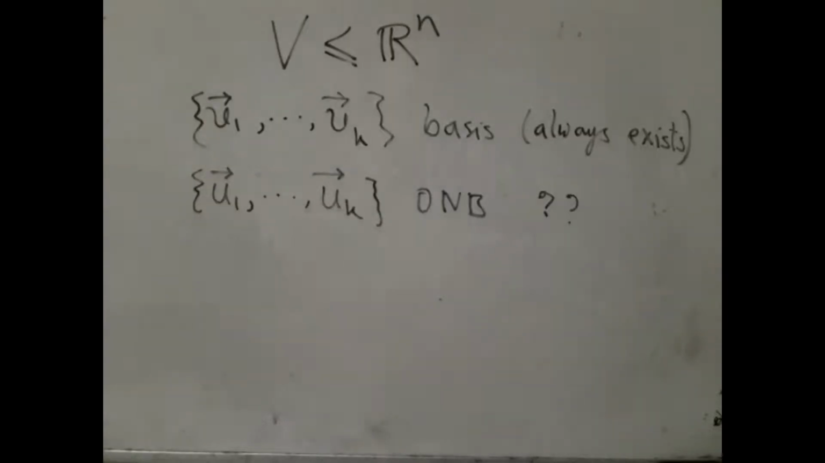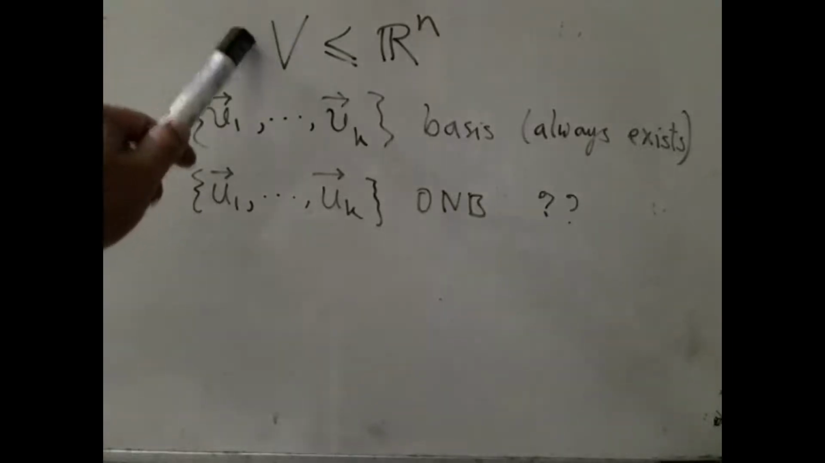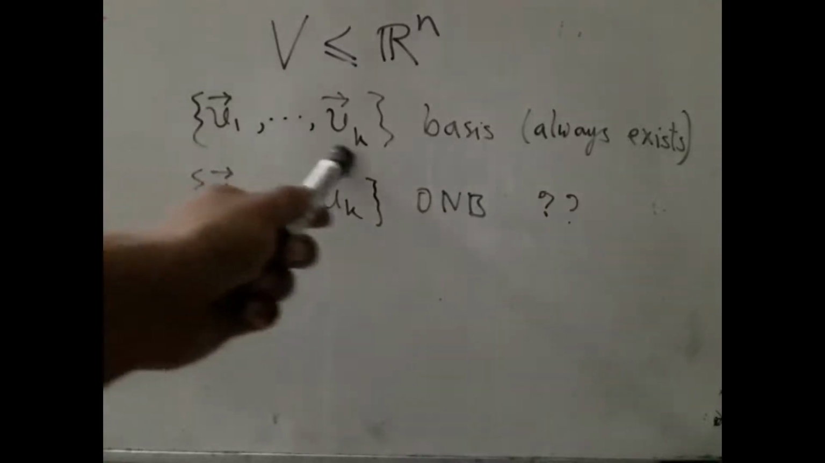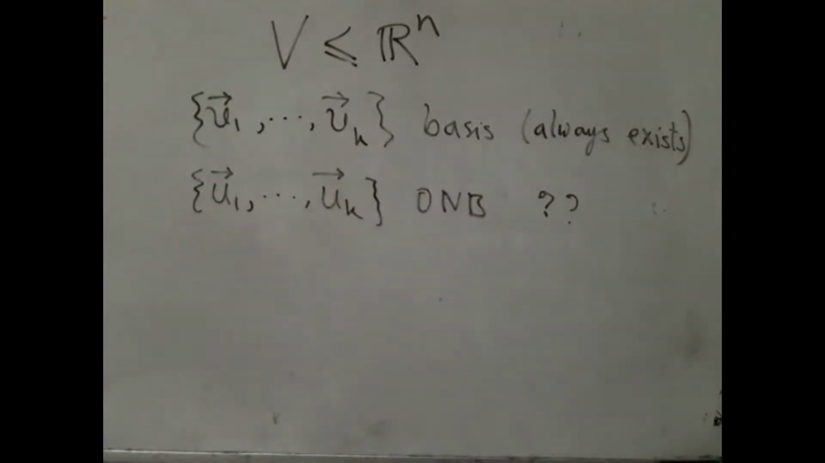This brings us to the important question: if I give you any subspace V of some Rn, you know that a basis always exists. That's a theorem that you can prove, that for every vector space there is a basis, and if it also happens to be a subspace of some Rn, then there is a finite basis. You can prove it in a very constructive way. Suppose V1 to Vk is a basis. I know it always exists.